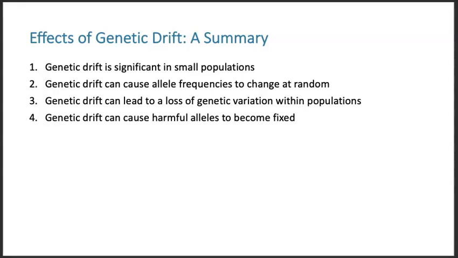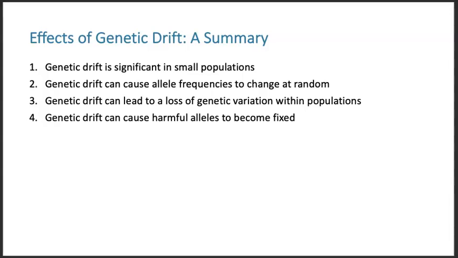So just to summarize, genetic drift happens in small populations, and it's a random change in alleles. There's no specific cause for the reason why one allele does better than another, unlike with natural selection. Genetic drift can lead to a dramatic loss in genetic variation in that population. And it's also possible for harmful alleles to become fixed, especially in that small population if inbreeding is happening.